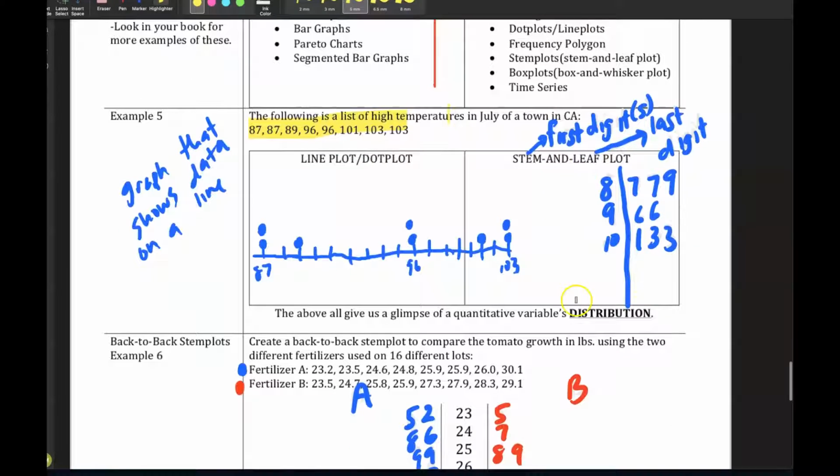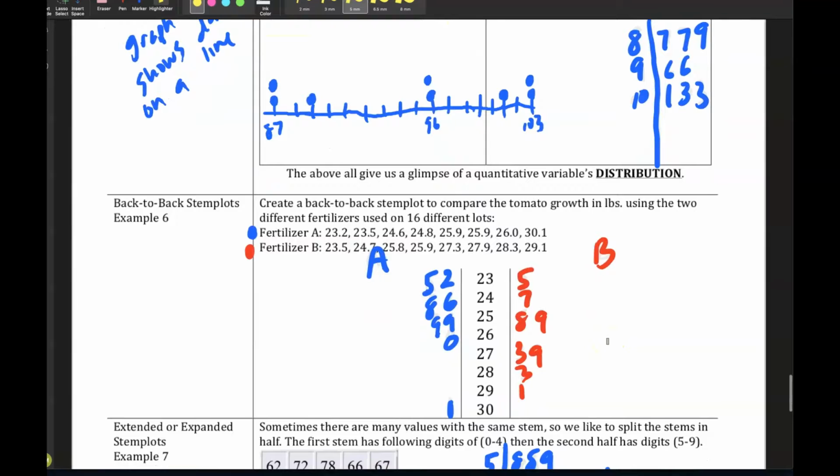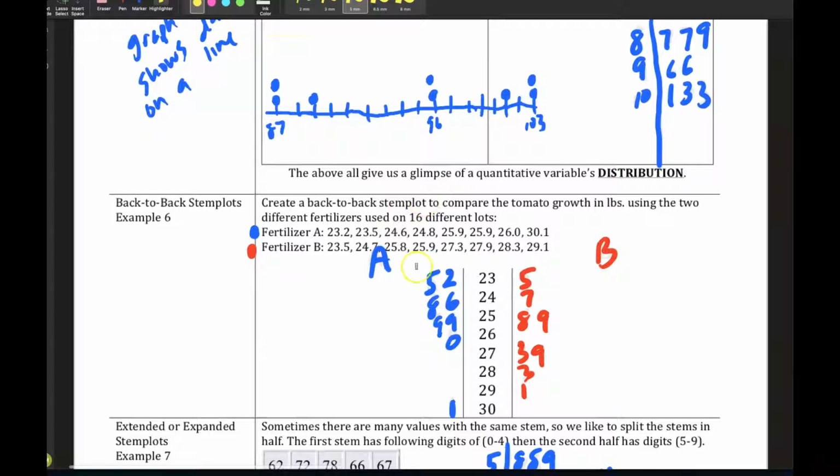It's describing them. And looking at this gives you a glimpse of what the distribution is. If you plotted enough points, you can see the distribution. We also have back-to-back stem plots right here. So when you want to compare two variables, or a variable with two different data sets, you can then compare and contrast them. So here's set A and set B.